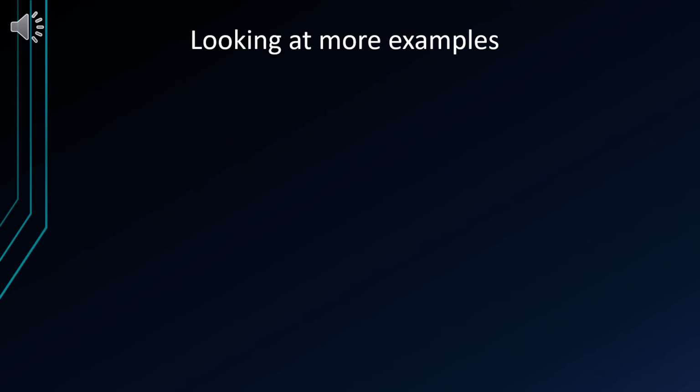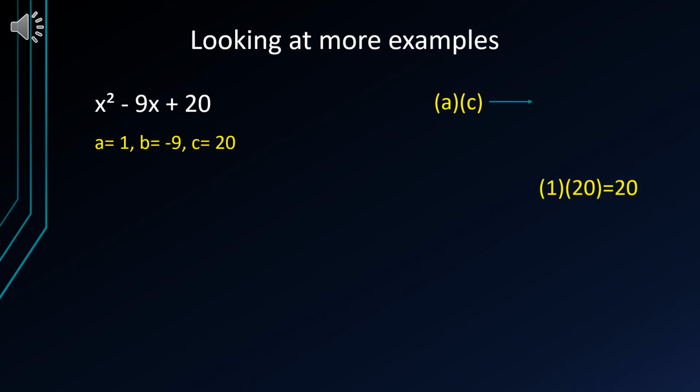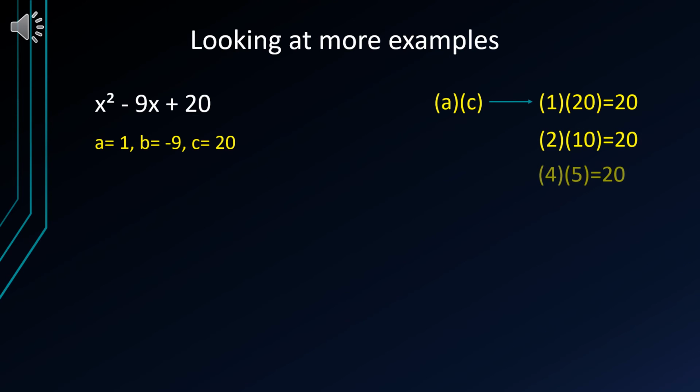Let's look at more examples. We are given the trinomial x squared minus 9x plus 20. We will have a equals 1, b equals negative 9, and c equals 20. AC will be 1 multiplied by 20 to give 20. Listing the multiples of 20, we have 2 by 10 and 4 by 5.